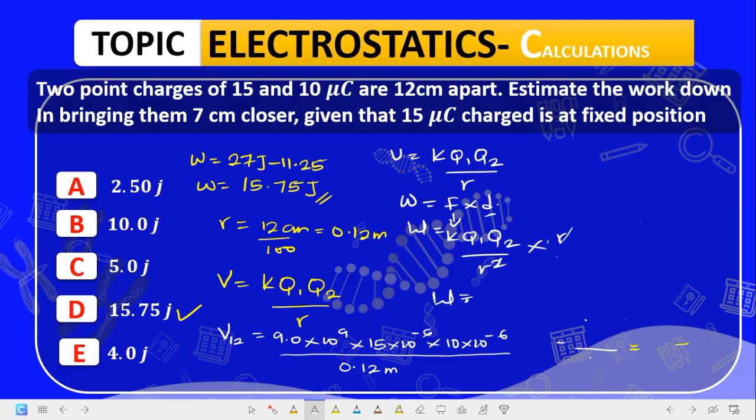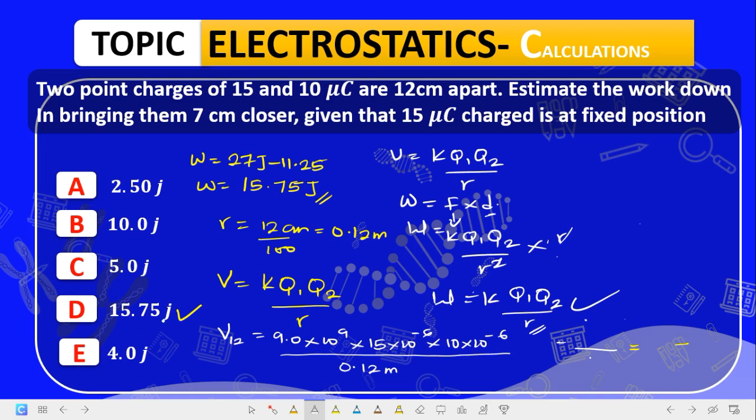Your work done will be K Q1 Q2 all over R. So if you are asking how did we arrive at this formula of K Q1 Q2 all over R, it is from the formula for work done, force times distance. Our force is K Q1 Q2 all over R squared, times R. So that is the answer to that question.